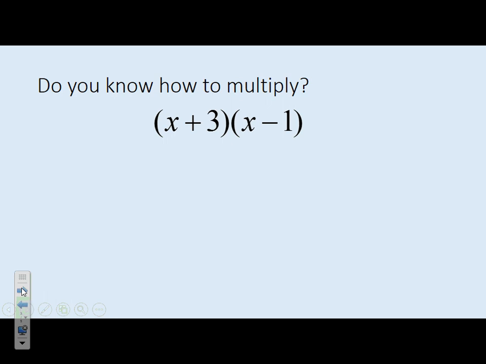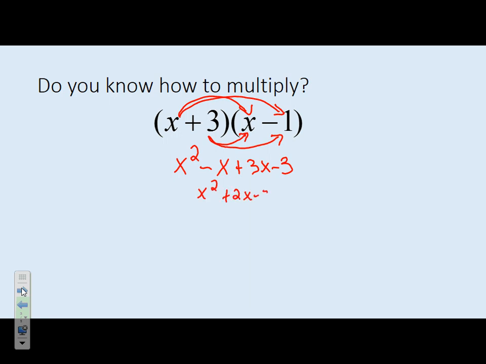Now, we know how to multiply out 2 factors to create an expression. We've done it lots of times. We're going to distribute, correct? So we're going to take x times x, x times -1, 3 times x, and 3 times -1. Now you guys, this doesn't have to be written down anywhere, okay? I'm just going through this with you. So we're going to get x squared minus x plus 3x minus 3. We're going to combine our like terms and we would get x squared plus 2x minus 3. So that is our new expression.